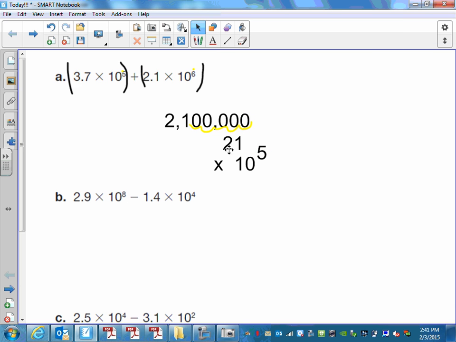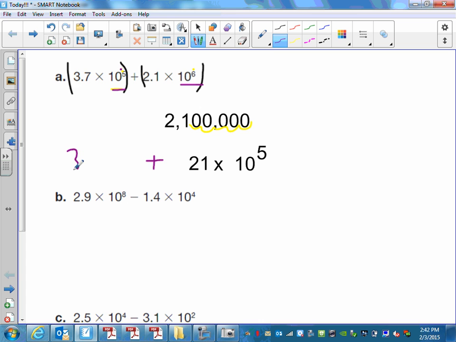Now that is improper, but I'm doing that because when I'm adding, I have to have the same, what we would call denominator, or second piece, the piece after the mantissa. We want this and this to be the same. And this one was smaller, so we're doing it that way. So we'll rewrite the second one like this, and we'll have 3.7 times 10 to the 5th plus 21 times 10 to the 5th.